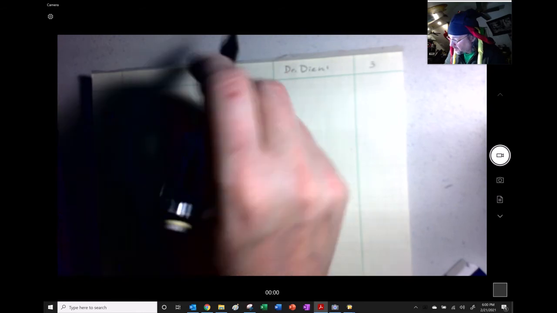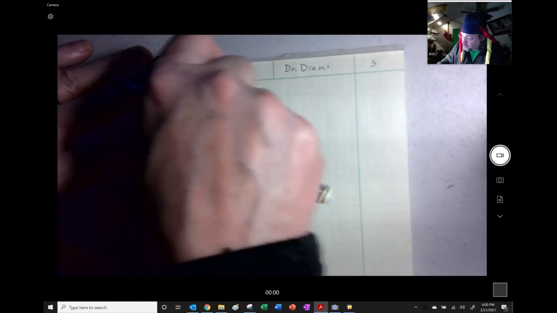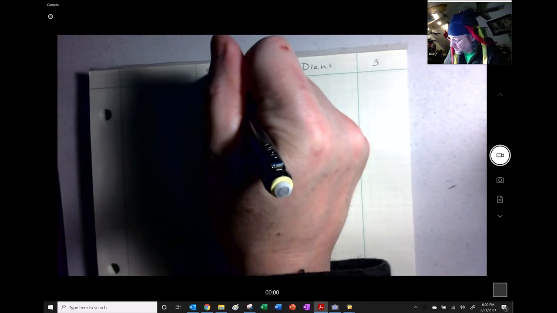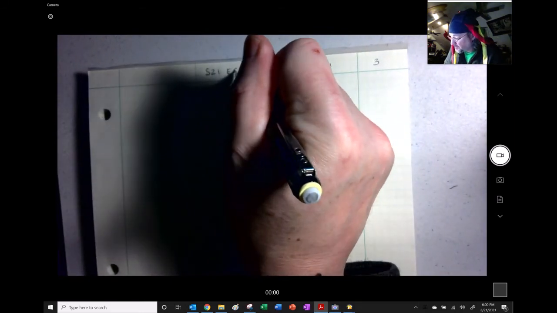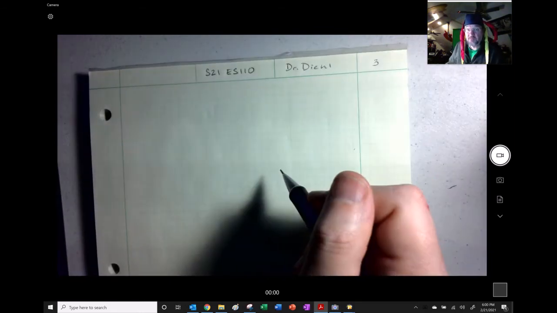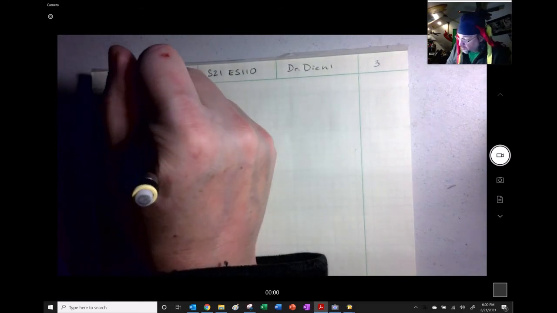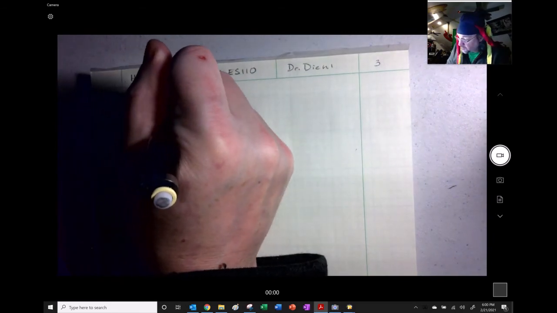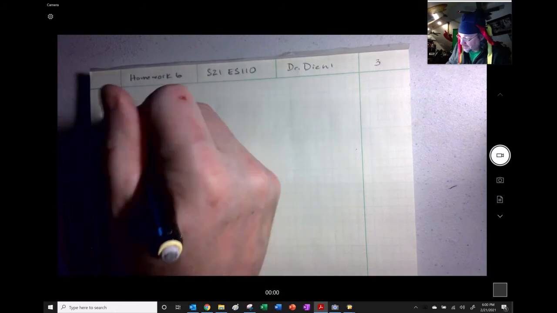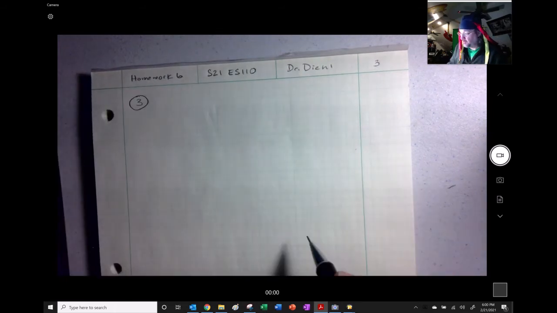And this is sheet 3. And I am Dr. Deal, and I'm wearing a funny hat. Spring 21. Gotta remember what year it is, what semester. These are like the minimums, right? You need to remember these types of things. Homework 6, problem 3.